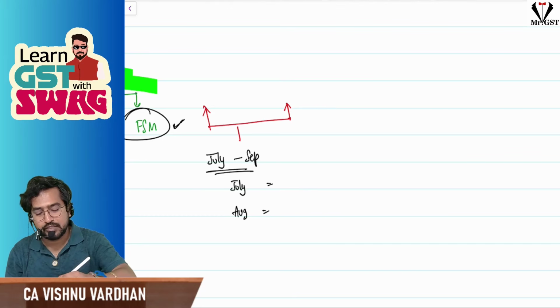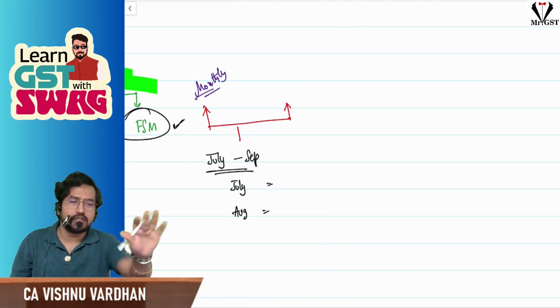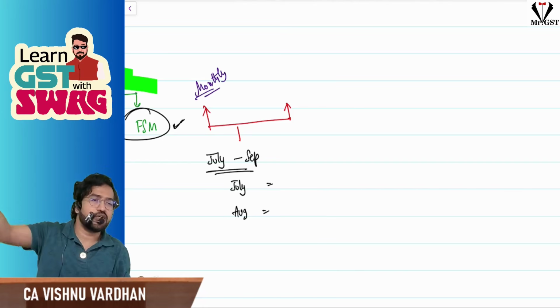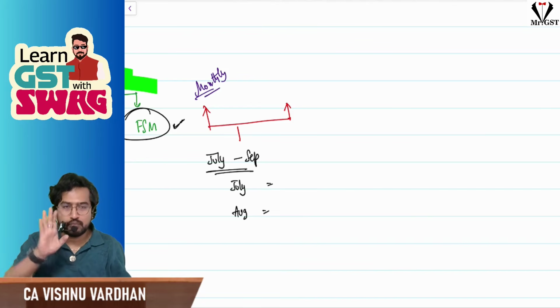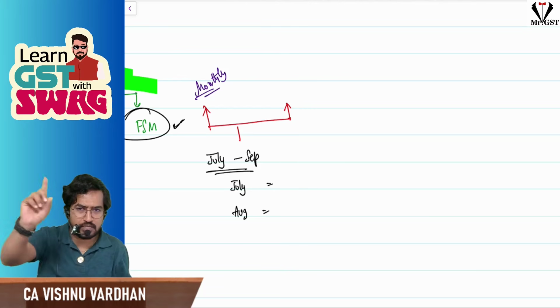Sir, before July to September, I was paying taxes like a good boy. I was in the monthly scheme, sir. One buffalo suggested QRMP scheme to me, so I came, sir. Correct?